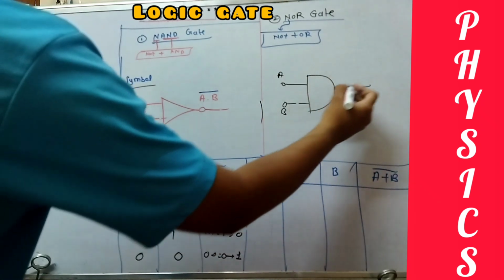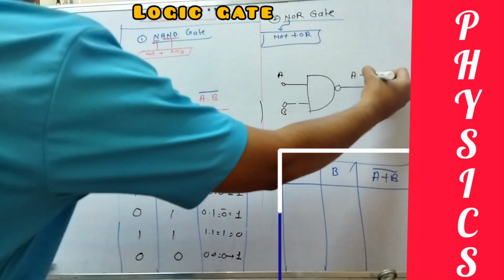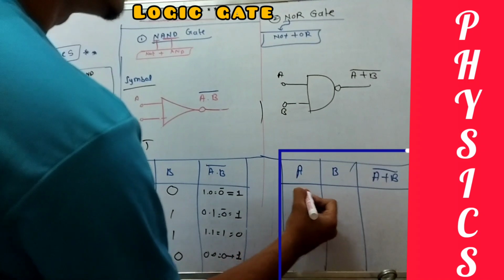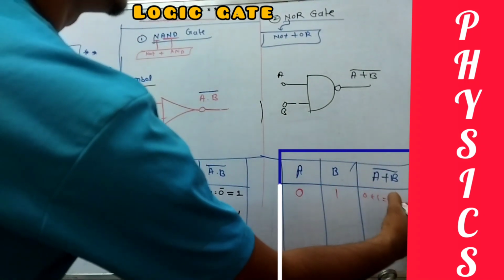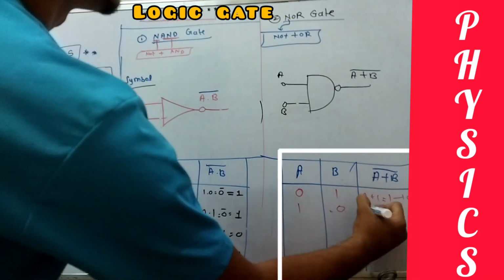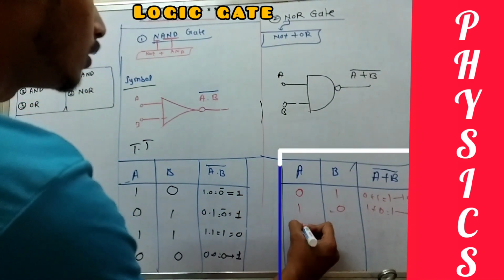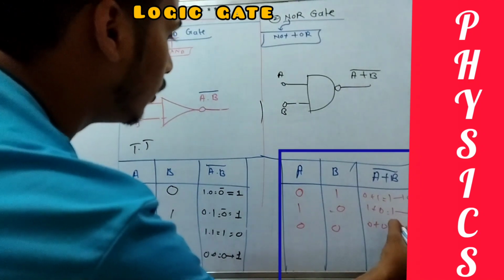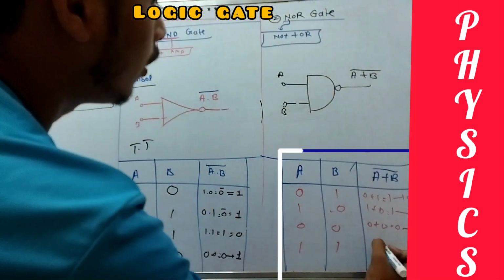And A is 0, B is 1, 0 plus 1 is 1 and their negation is 0. And A is 1, B is 0, 1 plus 0 is 1 and their negation is 0. Similarly, negation is 1. A is 1, B is 1, 1 plus 1 not 2, this is 1 and negation is 0. This is the output of NOR gate.